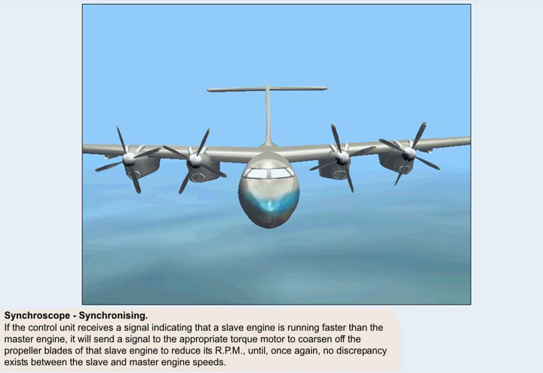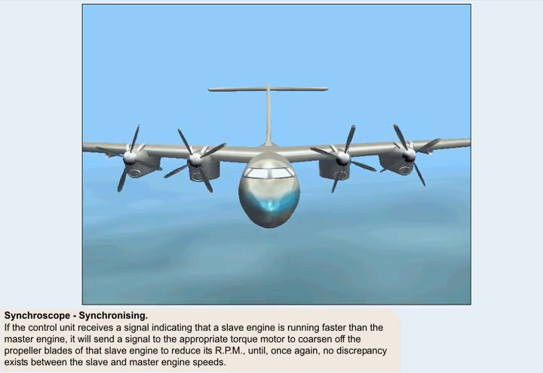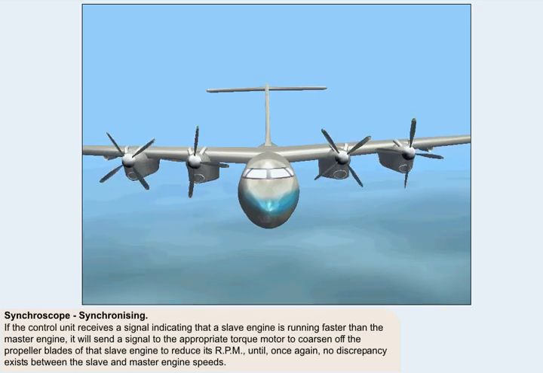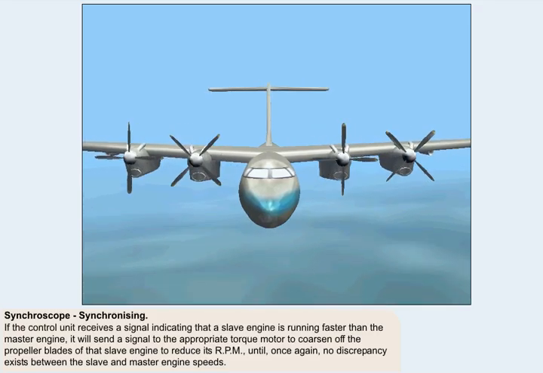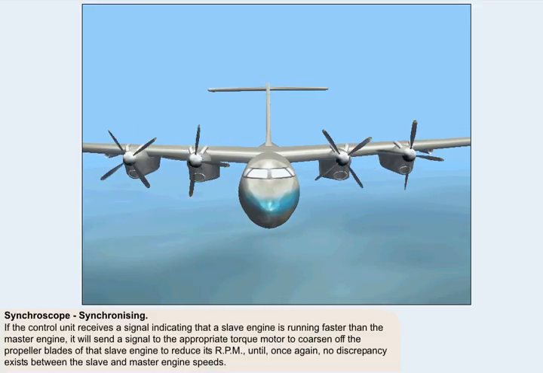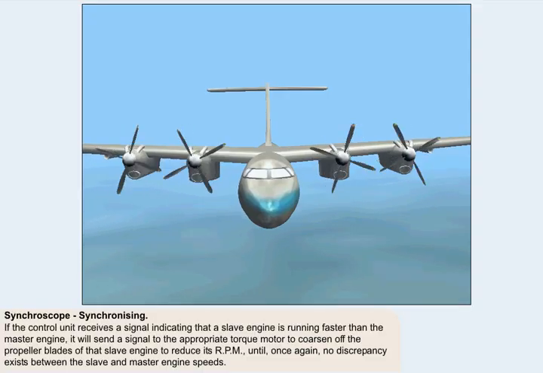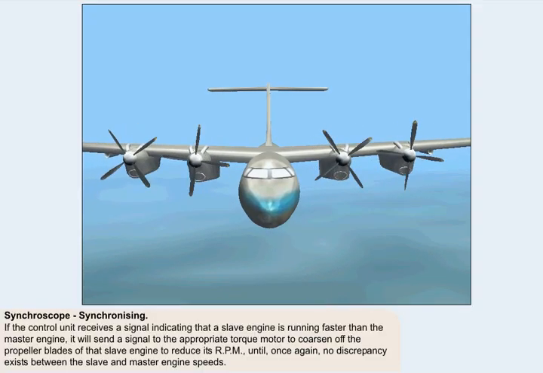If, on the other hand, the control unit receives a signal indicating that a slave engine is running faster than the master engine, then it will send a signal to the appropriate torque motor to coarsen off the propeller blades of that slave engine to reduce its RPM, until once again no discrepancy exists between the slave and master engine speeds.